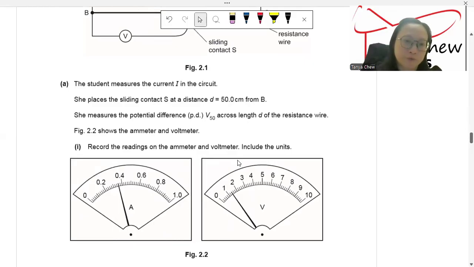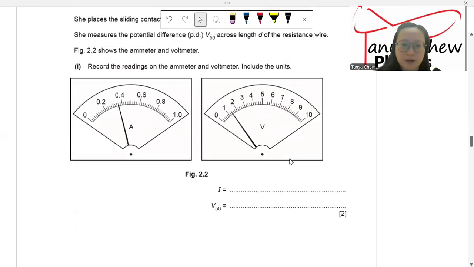First one, record the readings on the ammeter and voltmeter. Include the units. So you have to include the unit. Now, let me look at the reading of the ammeter. The difference is 0.02. This is 0.3 right here, 0.32, 0.34, and 0.36. So 0.36. For the ammeter, the unit is just ampere.